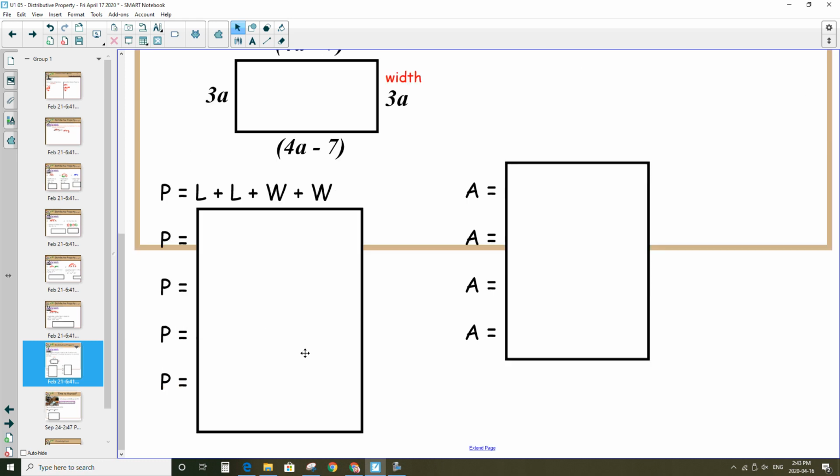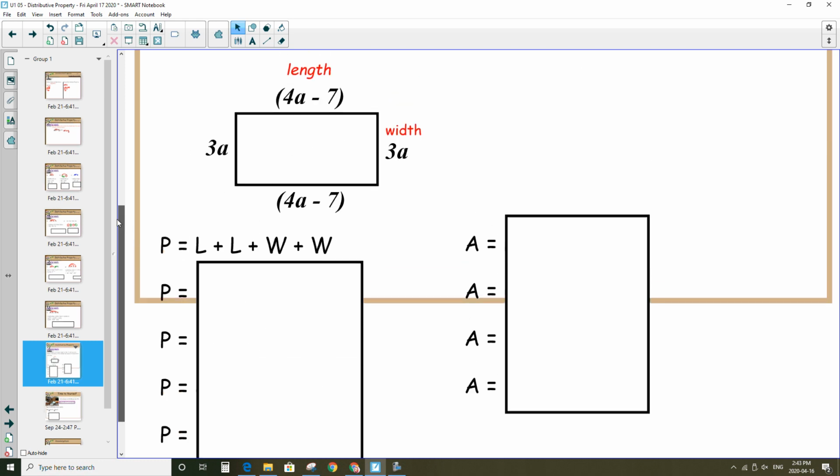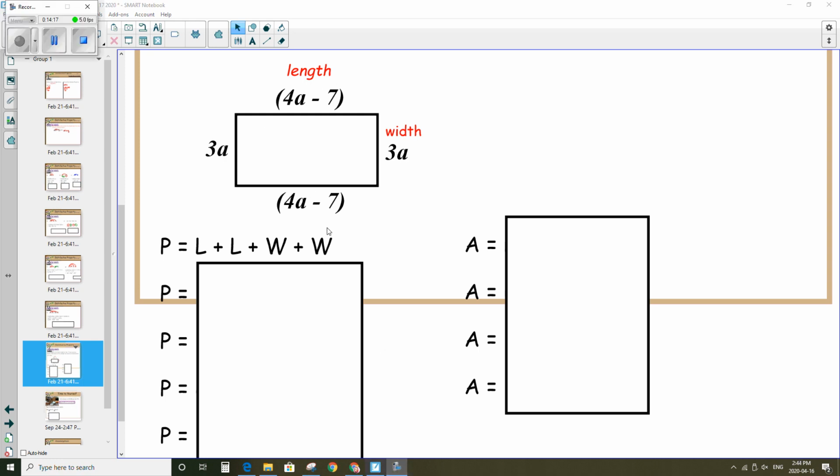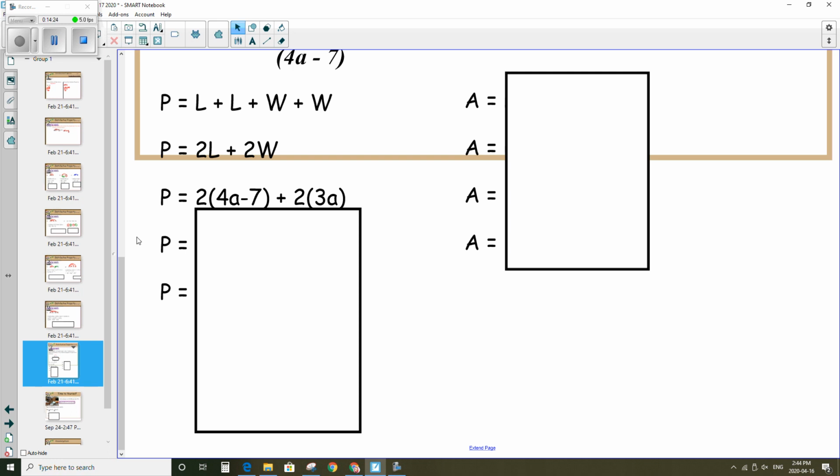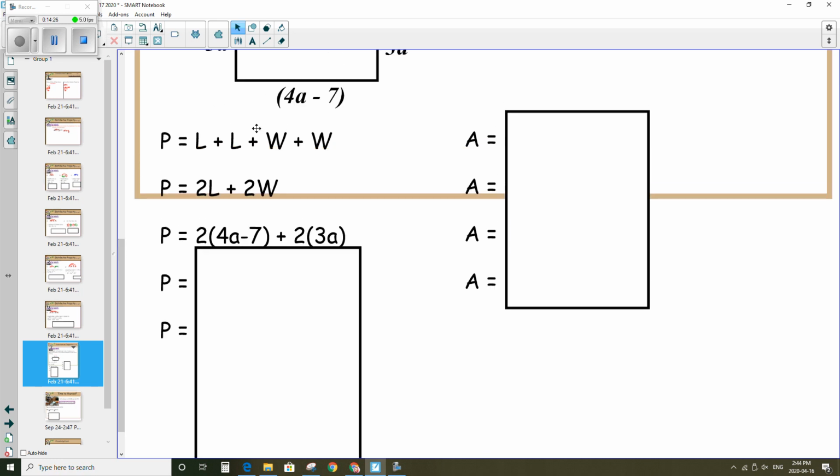So it would be length plus length plus width plus width. I wrote my equation first, and then I replaced my L's with what my lengths were. In the third line, I did simplify my L plus L plus W plus W to 2L plus 2W because we have 2 lengths plus 2 widths. And then I replaced my L with the expression and the W with my expression.